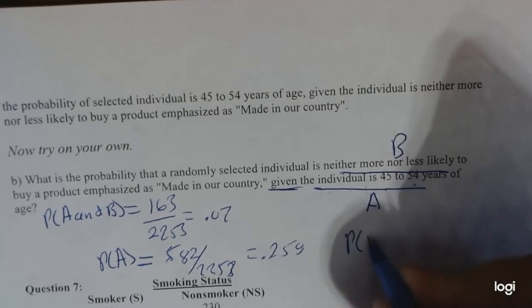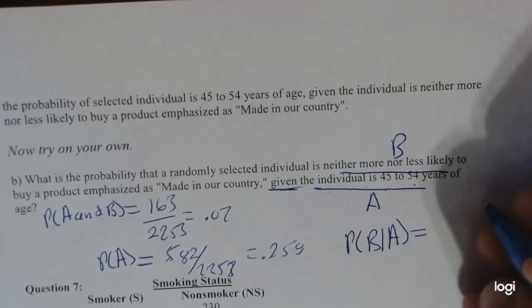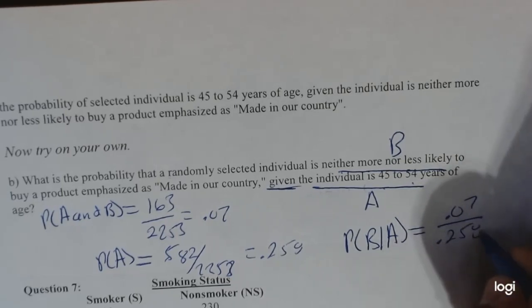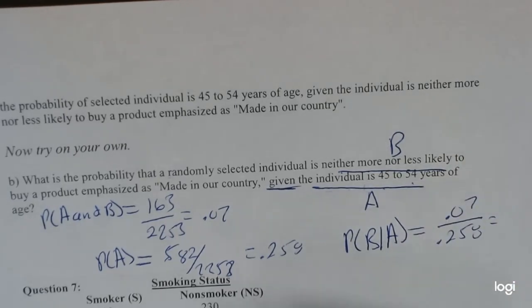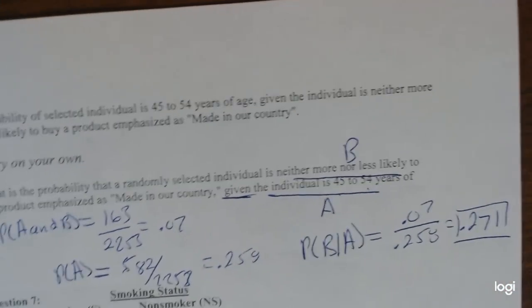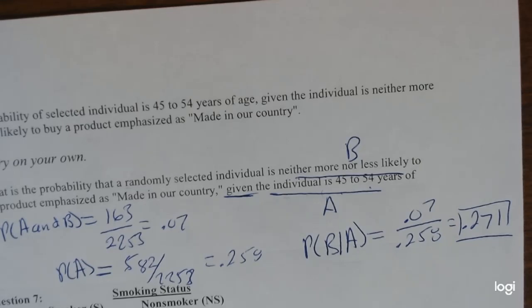So the probability of B given A, which is what we're looking for, is 0.07 divided by 0.258. So approximately 0.271 is our final answer. So notice a huge difference from answer to answer. The last answer was 0.2. This was 0.27. So the order in which stuff is given to you does matter dramatically.